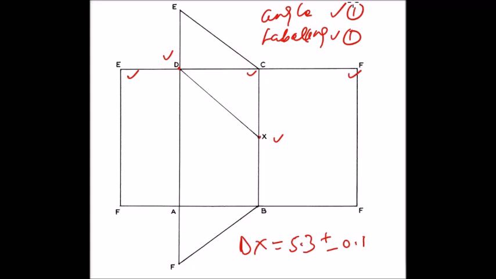All these are bonus points, 1 mark each, and a bonus point for getting the correct measurement. So that is how the examiner will award you marks in this question.